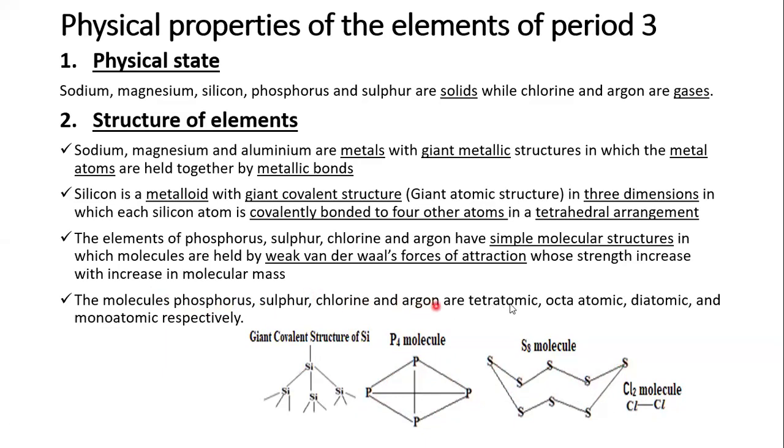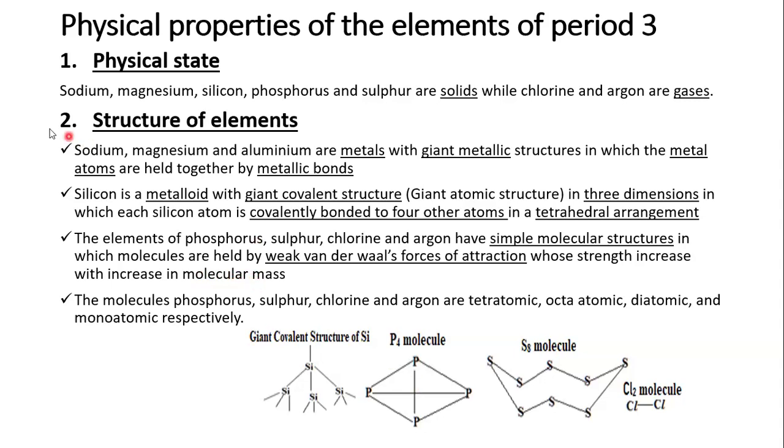So the molecules of phosphorus, sulfur, chlorine, and argon: phosphorus is tetraatomic, sulfur is octatomic, chlorine is diatomic, and argon is monatomic. Now we said that phosphorus, sulfur, chlorine, and argon have simple molecular structures in which the molecules are held by van der Waals forces of attraction, with strength increasing with increase in molecular mass.